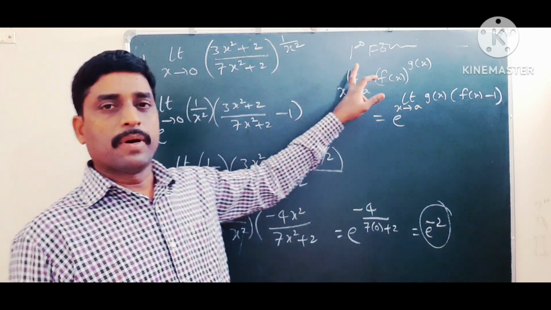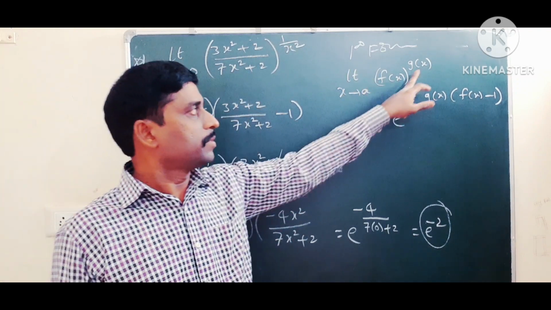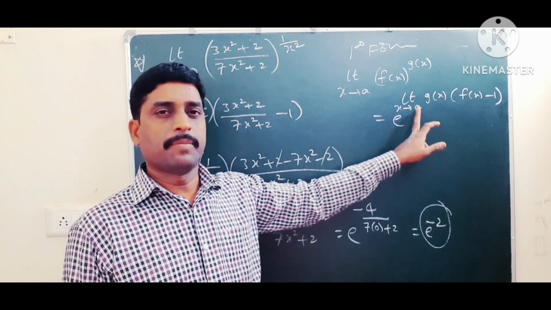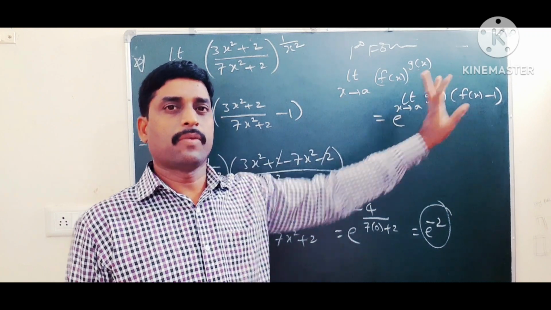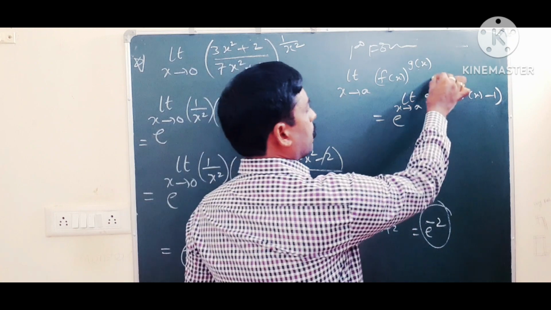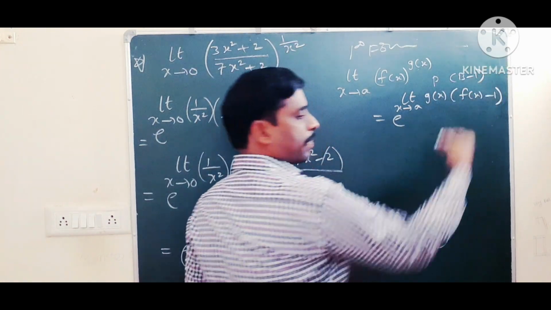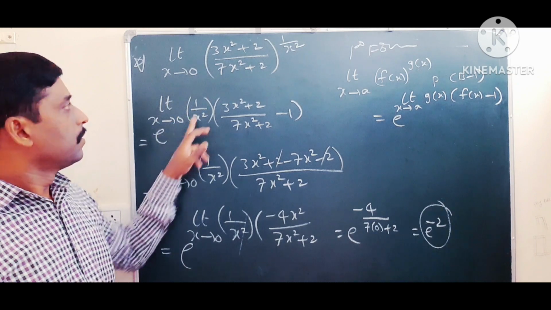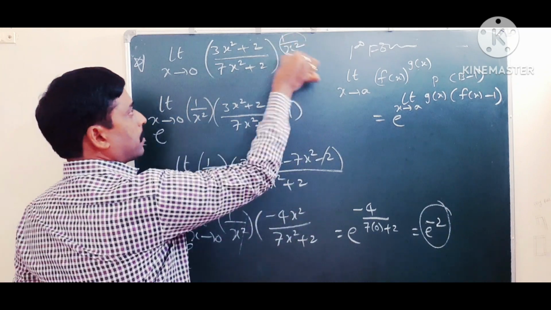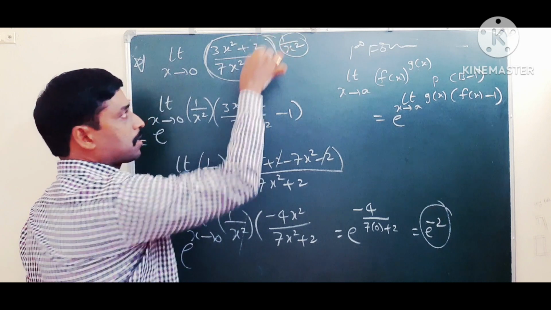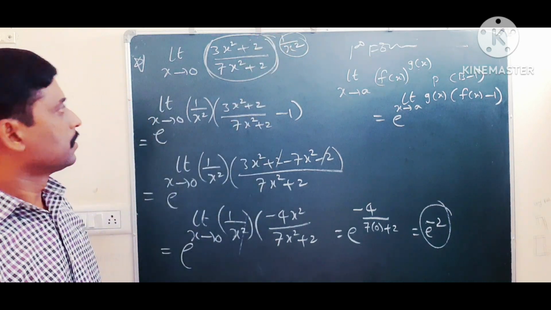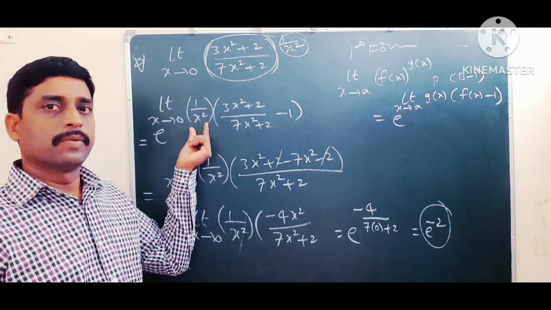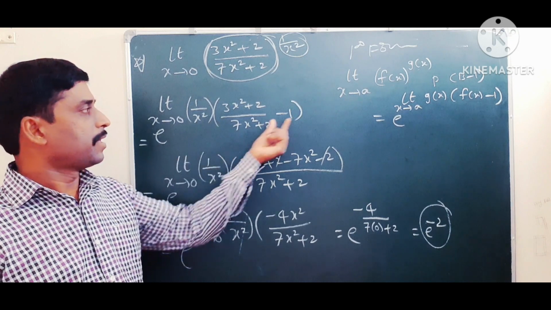Now, what is the formula? Limit x tends to a, f of x power g of x, we have the formula e to the power limit x tends to a of g of x into f of x minus 1. That is, power into base minus 1. Now e to the power limit x tends to 0. What is the power here? 1 by x square. What is the base here? 3x square plus 2 by 7x square plus 2. So power into base minus 1.